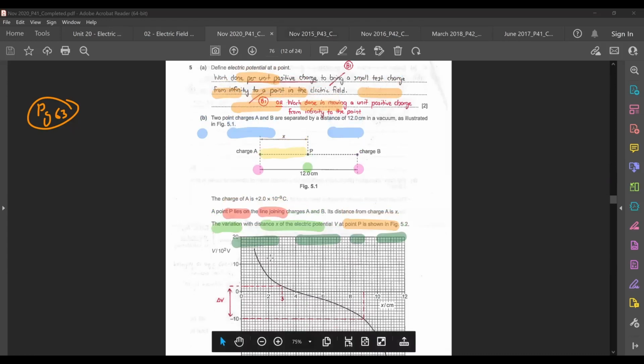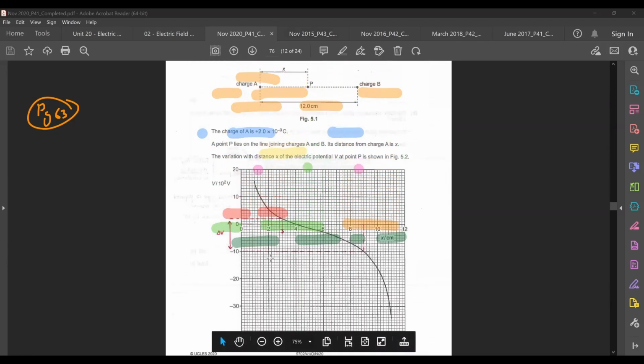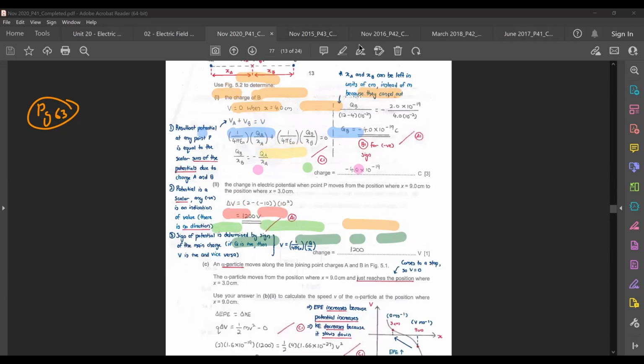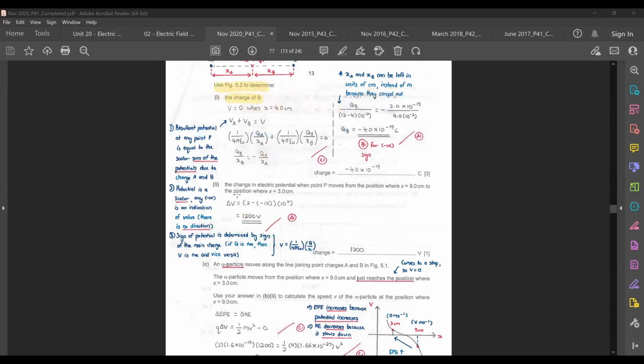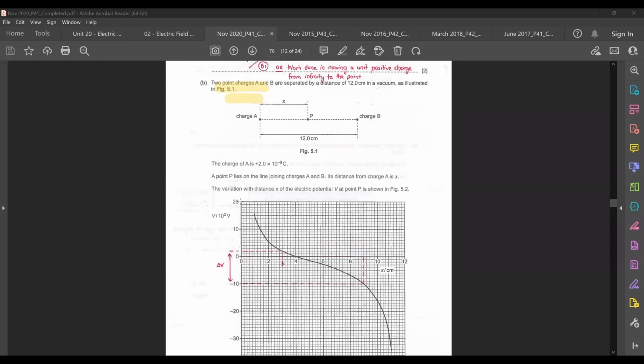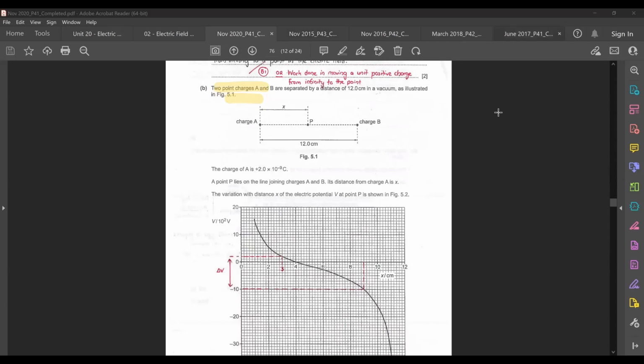Later on, if you look at the next part, they are asking you to use that figure to determine what is the charge of B. They want to know what is charge B in the first place. In your question, they really only told you that the charge of A is this value here. It is going to be a positive value. But they never did tell you what was the charge of B.